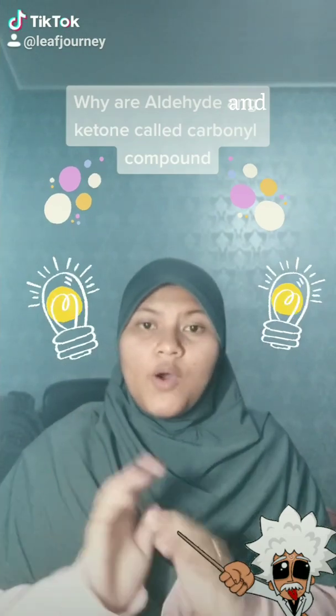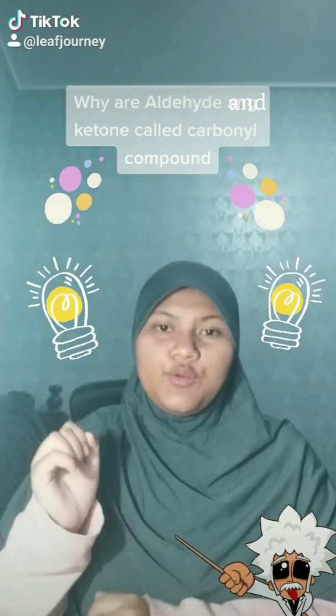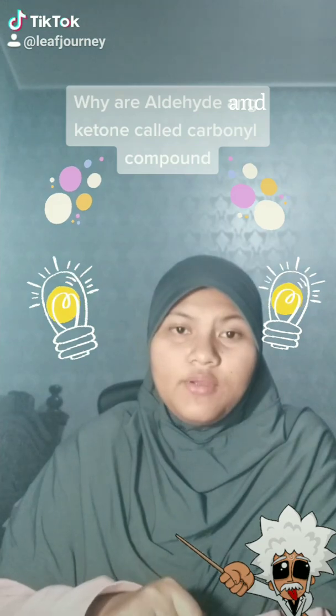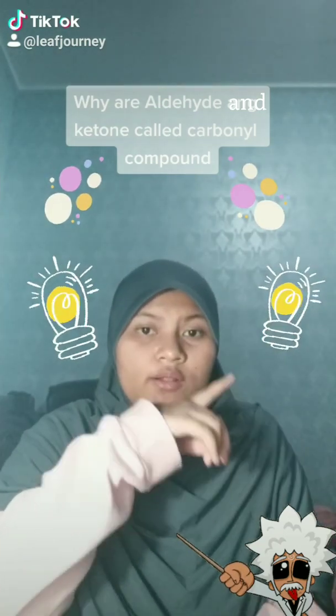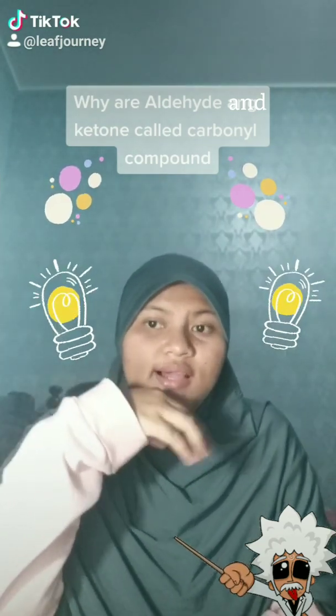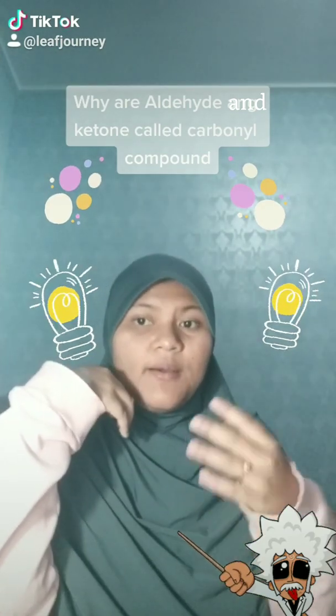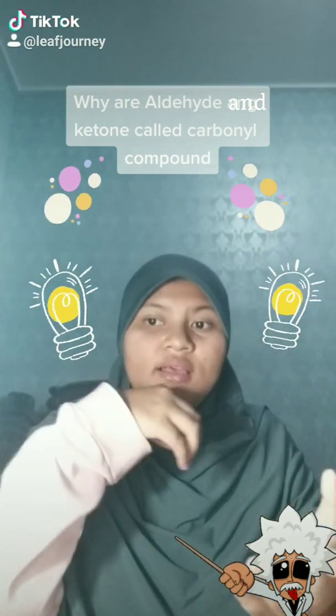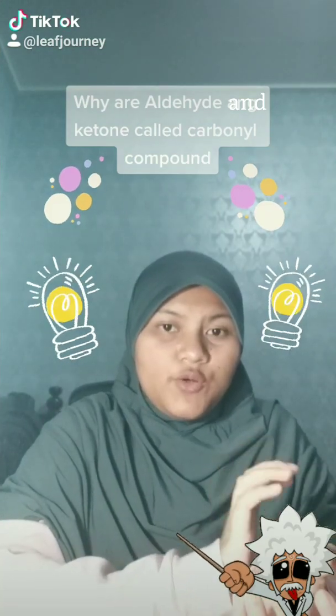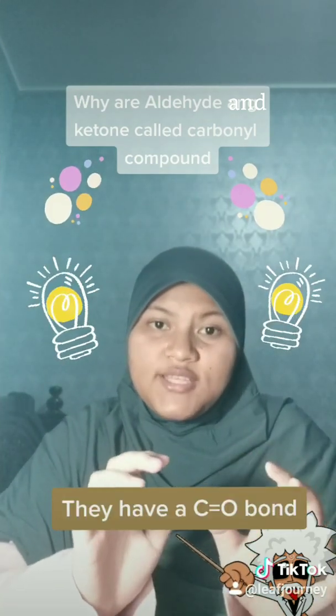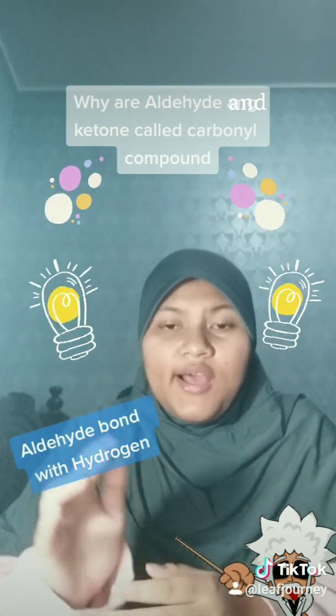Alright, why would we say aldehyde and ketone are called as carbonyl compound? As the first one that we already discussed, we know that aldehyde and ketones are organic compounds which incorporate a carbonyl functional group which is C bonded with oxygen. The only difference is in aldehyde, the carbonyl group bond with hydrogen, and in ketone, the carbonyl group bond with carbon-containing substituent.